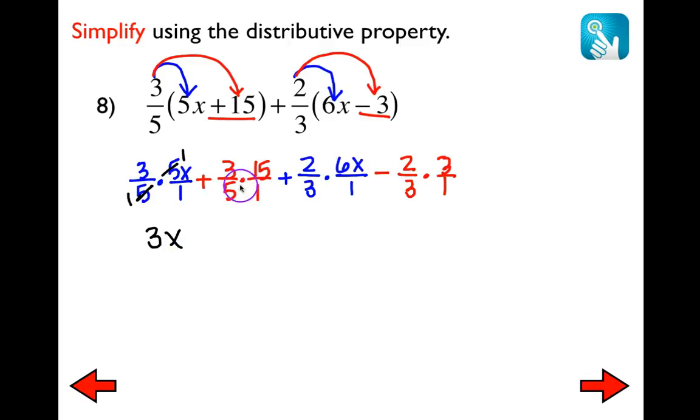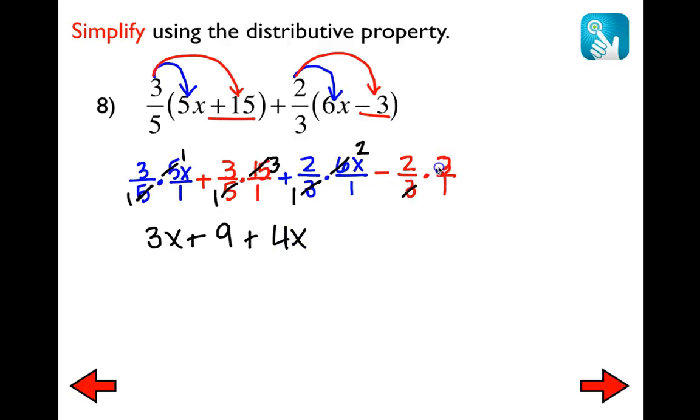Here I can cross cancel the 5 and the 15. 5 divided by 5 is 1. 15 divided by 5 is 3. So 3 times 3 is 9. I'm going to be adding that. Here I can cross cancel the 3 and the 6. Dividing by 3, this becomes 1. Dividing by 3, this becomes 2. So that becomes plus 2x. Sorry, not 2x. 2 times 2 is 4, so that should be 4x.